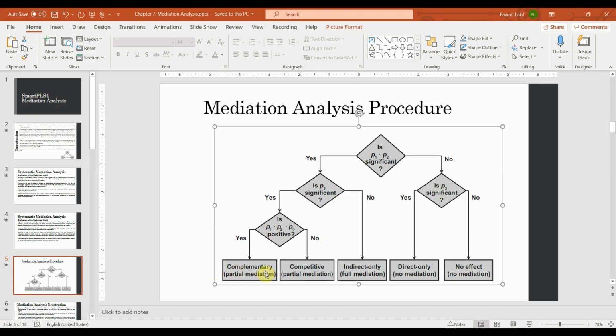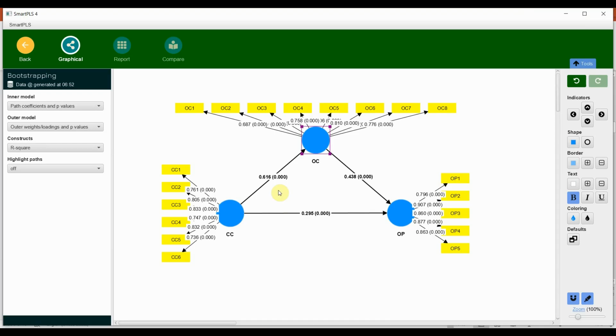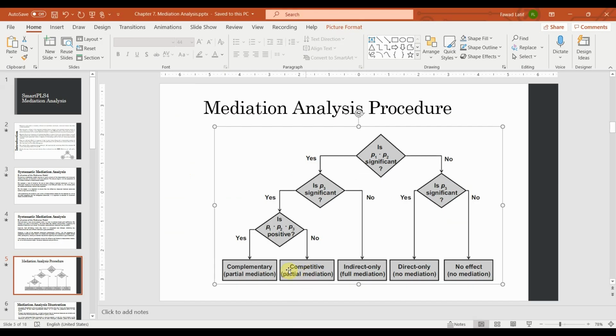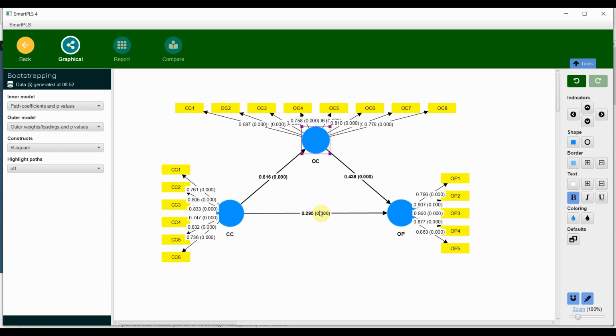Now, is it complementary mediation or competitive mediation? If you multiply P1, P2, P3, is the sign negative for the path coefficient that you get out of it? No, it is positive. So this is complementary mediation. Now, if any one of them would have been negative, this would have been competitive mediation. In this case, it is complementary partial mediation. So this is how you can use SmartPLS4 to assess a basic mediation model.